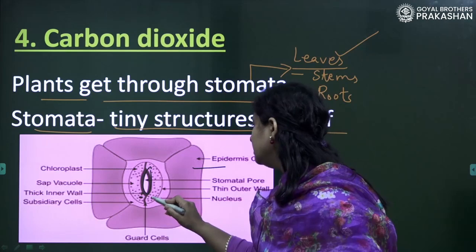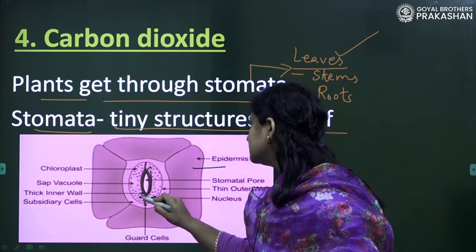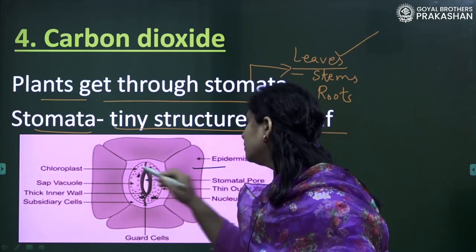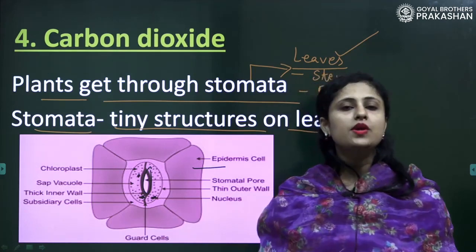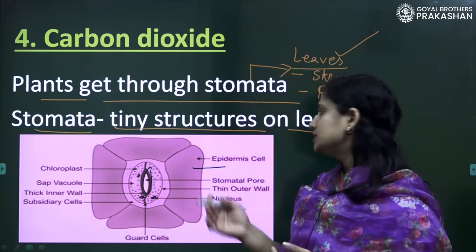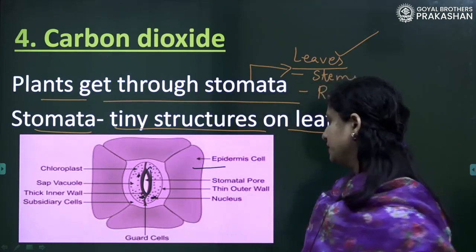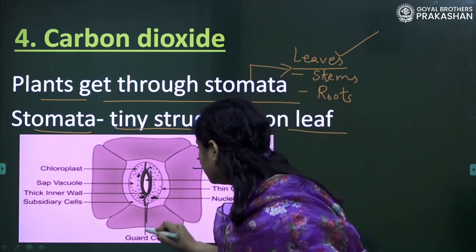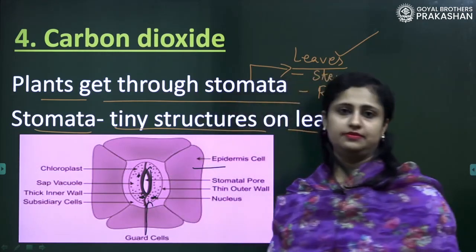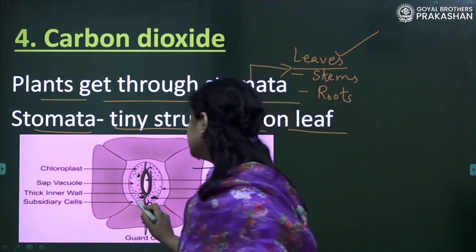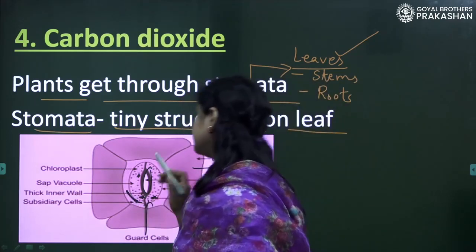This is the nucleus. This is also nucleus. This is another nucleus. So the plural of nucleus is nuclei and singular it's nucleus. Now these are the guard cells present here. Now these are the subsidiary cells.